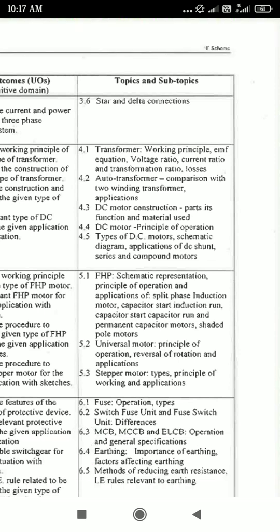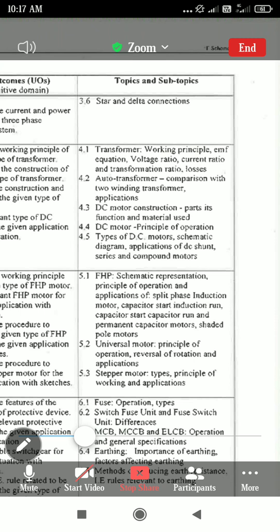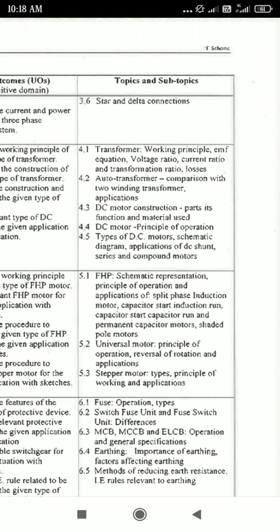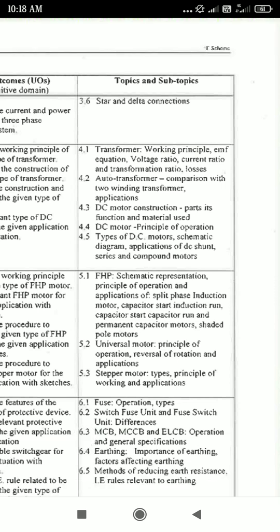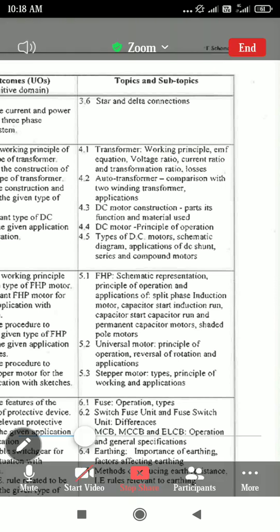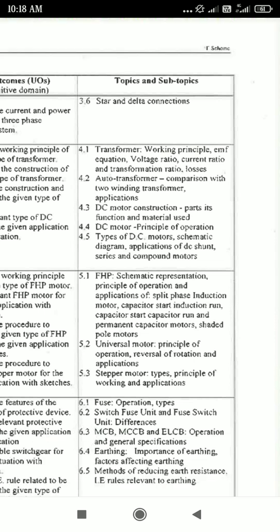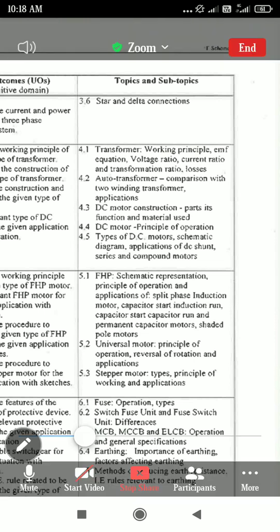What is meant by an auto transformer, and what is the difference between a two winding transformer and an auto transformer? We discuss this in this point: the comparison between the two winding transformer and the auto transformer. The main difference is that in a two winding transformer there are two windings, electrically isolated, and the first winding is called the primary winding and the second winding is called the secondary winding.